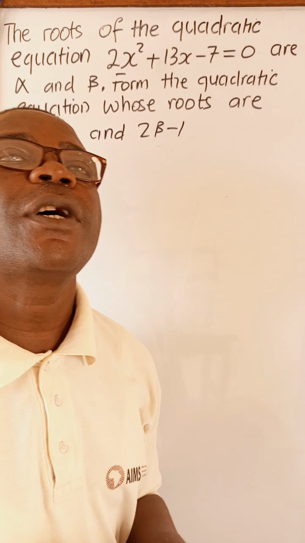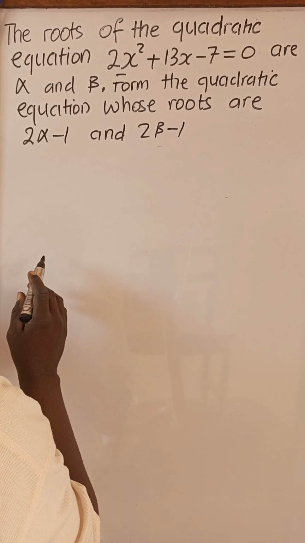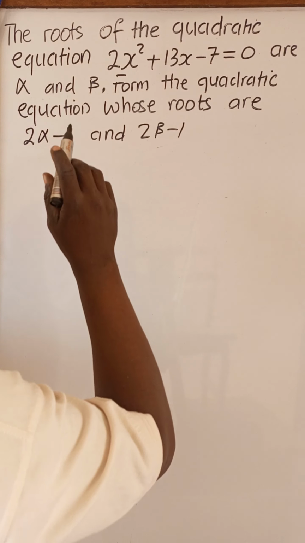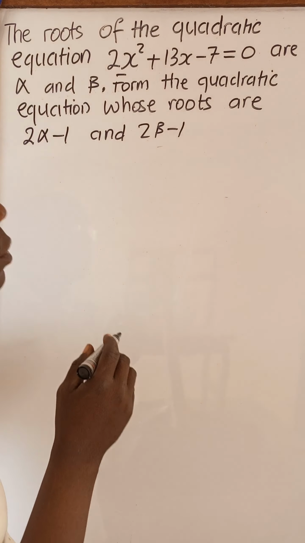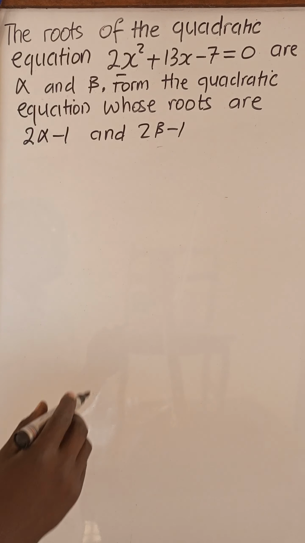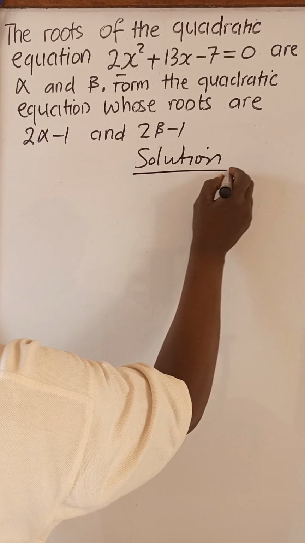Hello everyone, let's look at this other question. The roots of the quadratic equation 2x squared plus 13x minus 7 equals 0 are alpha and beta. We are asked to form the quadratic equation whose roots are 2 alpha minus 1 and 2 beta minus 1. Let's quickly look at the solution.